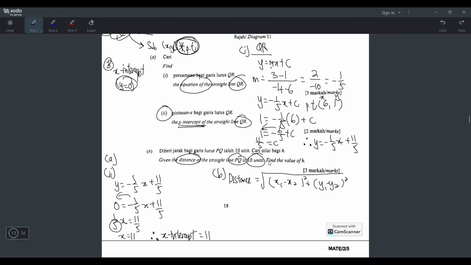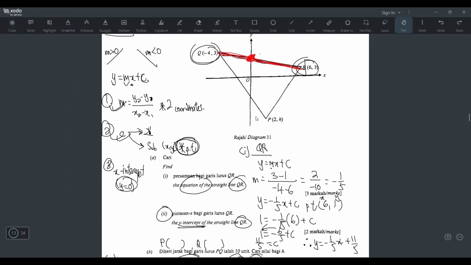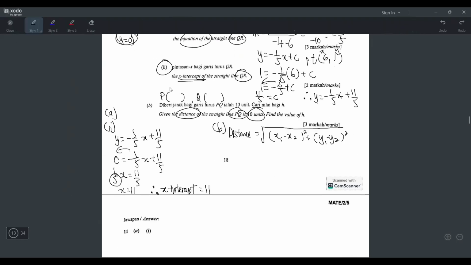Okay, they say the distance of PQ is 10 units, so I think I need the P and Q coordinates. Otherwise, how do we put it into the formula, right? Point P, point Q, do we have it? Yes, (2, h) and (negative 4, 3). So now we can put it into the formula. The distance they already give us is 10, so that's the answer already. So I will open the square root and then bracket square plus bracket square, and I already have the answer because they say the distance is 10.